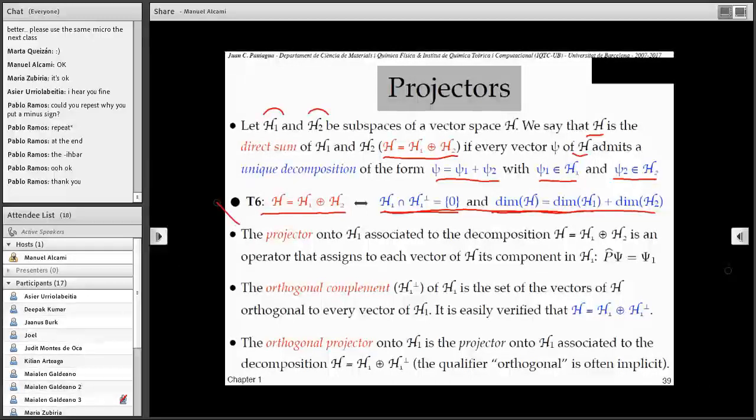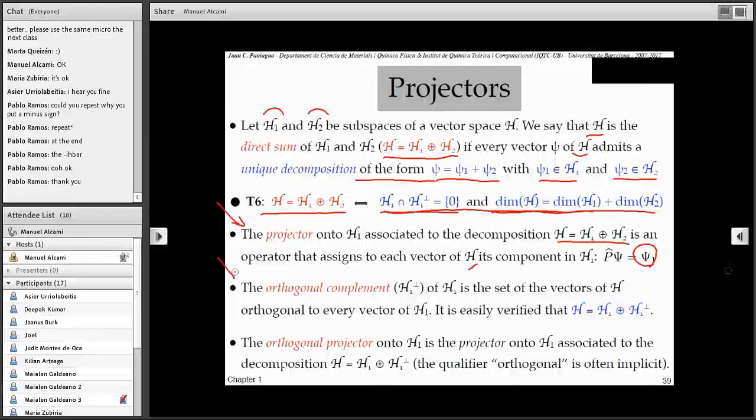Well, definition. The projector onto a subspace H1, the projector associated to some particular decomposition, is an operator that assigns to each vector of H its component in the subspace H1, according to the definition we have seen before. Okay?